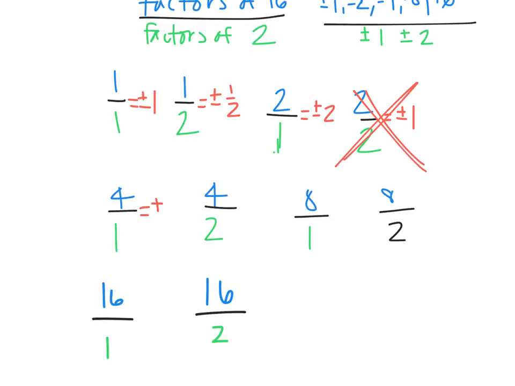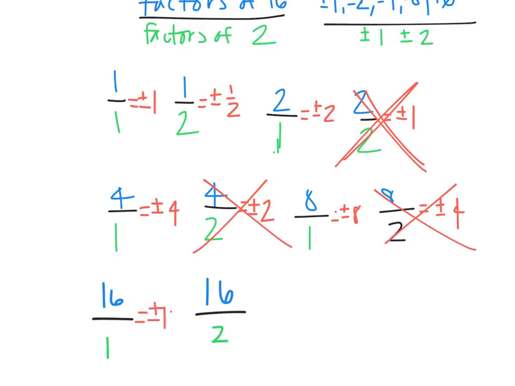4 divided by 1 is 4. 4 divided by 2 is 2. But I already had 2 because I had 2 written here, so I don't need that. 8 divided by 1 is 8. 8 divided by 2 is 4, but I already had 4. I've already written that one, so I can mark that one out again. 16 divided by 1 is 16, and 16 divided by 2 is 8. But I already had 8, so I'm going to mark that out.